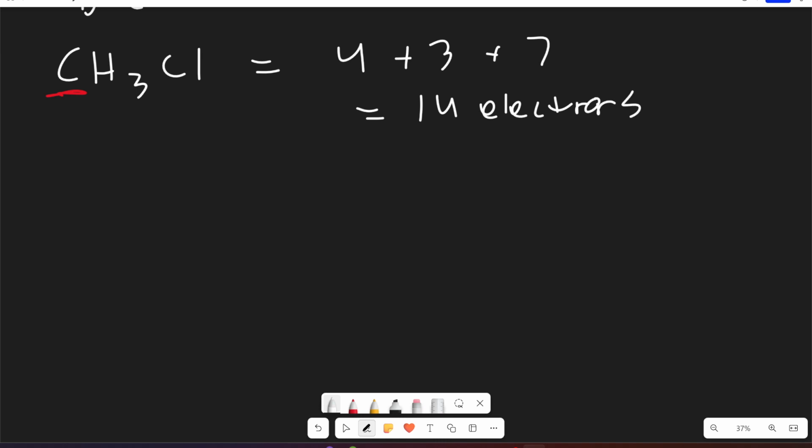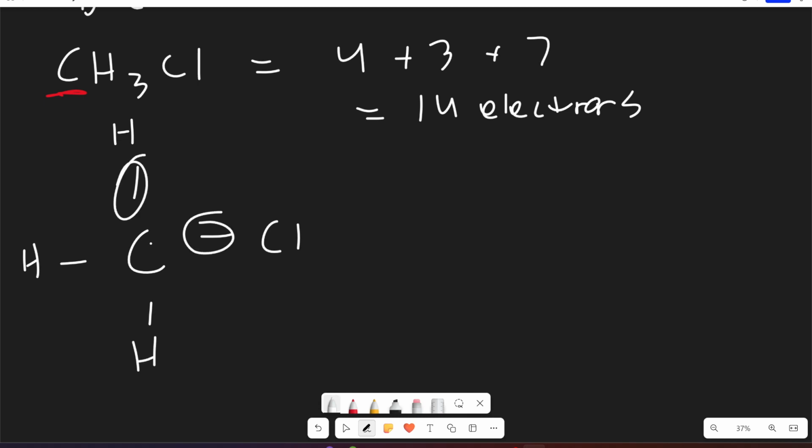So to start off, I'm going to draw my central atom, which is the C, and I'm going to draw something like this. And what I like to do is always keep track of how many electrons I've used. So in this case I have a single bond here, here, here, and here. All of those single bonds are going to take up 2 each. So I've used 2, 4, 6, 8. So I've used 8. Now I have 6 left.